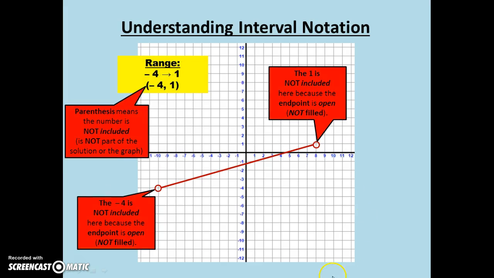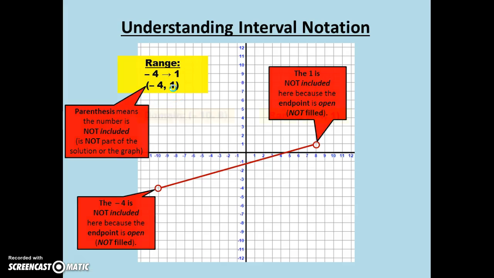Now remember, once again, the range is the lowest value to the highest value. The lowest value here is at -4. The highest value here is at 1. And once again, since the endpoints are open, we write parentheses. So the -4 is not included, the +1 is not included, and our range therefore has parentheses on both sides from bottom to top, -4, +1.